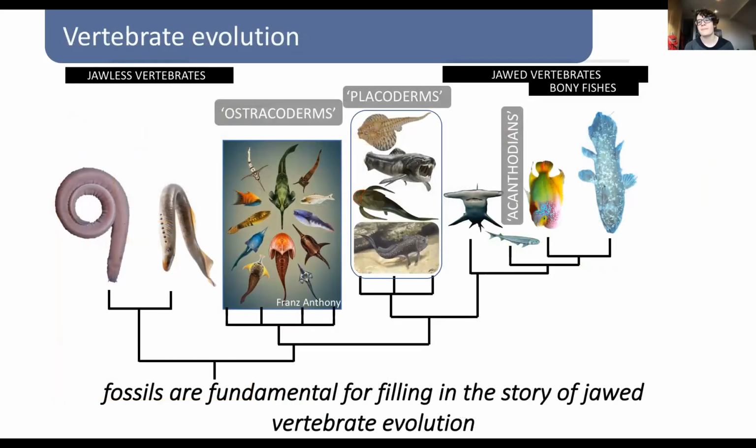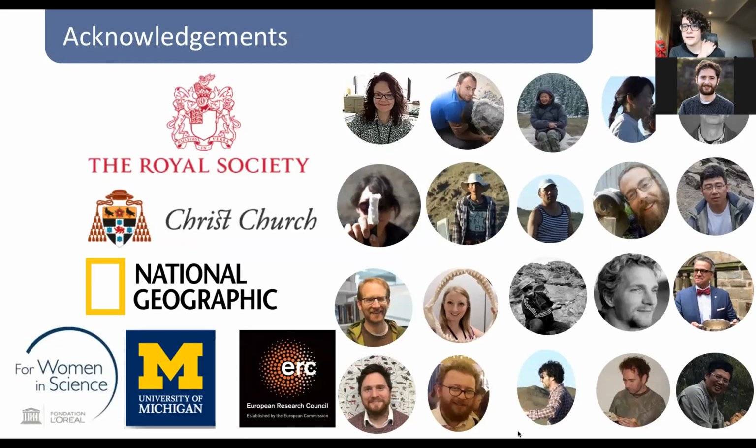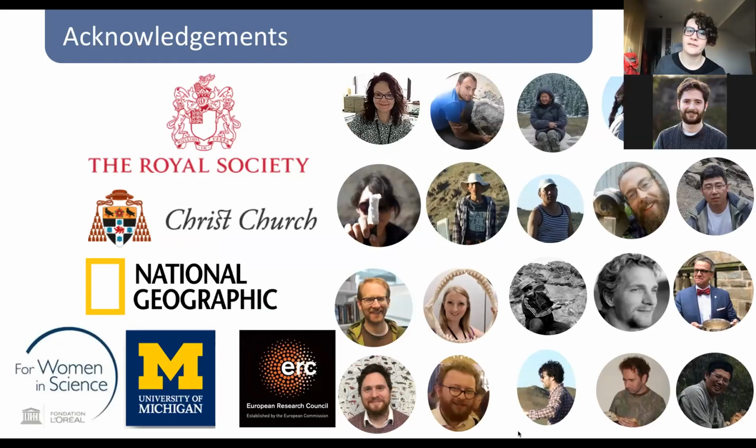So hopefully I've explained to you a little bit about how fossils are not only fundamental for filling in the story of jawed vertebrate evolution, but that a rigorous and robust hypothesis of relationships is really important for understanding the evolution of different features. And we can probably only achieve this by using CT scanning to accurately understand the anatomy of different fossils. This will help us understand everything from the evolution of bone to the evolution of teeth. And CT-based descriptions of internal anatomy are going to be key for resolving these and other outstanding questions. So thank you very much for listening, and thank you to my funders and my collaborators for all their help.